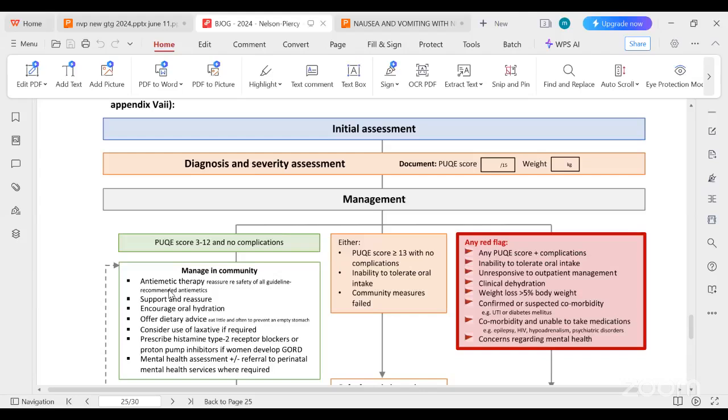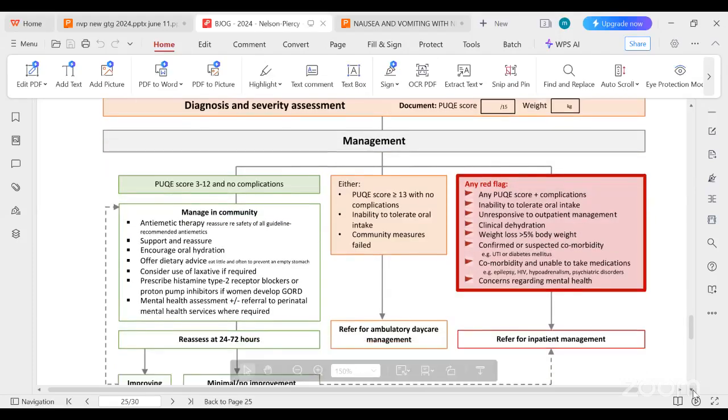If the patient is on antibiotic therapy, we have to reassure about the recommendations. We have to support. We have to encourage hydration. We have to offer dietary advice. So she should eat little, and she should prevent an empty stomach. Consider the use of laxatives. We have to give proton pump inhibitors or H2 receptor blockers, and then comes the mental health assessment.